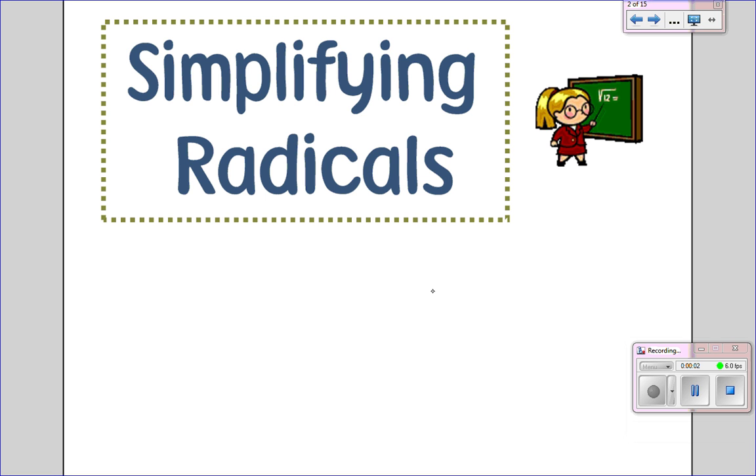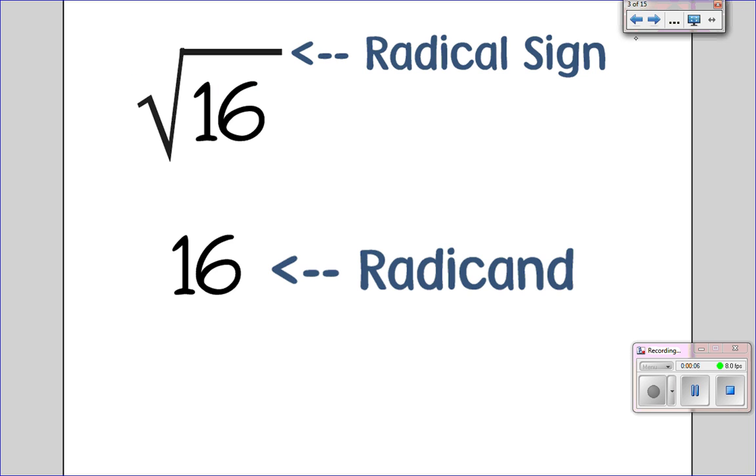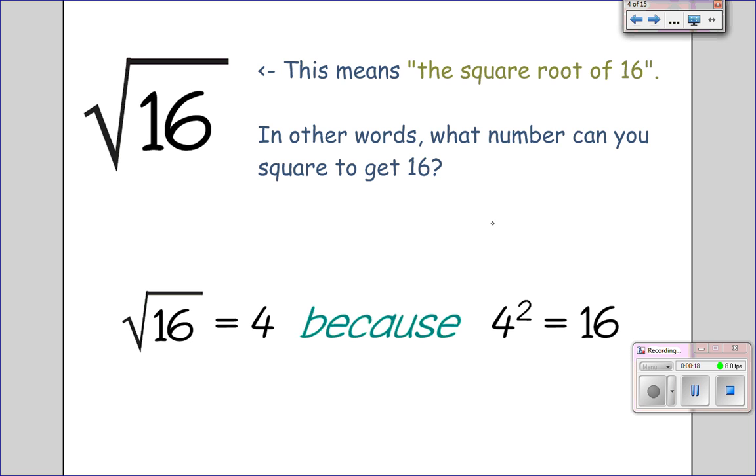In this video, we'll be looking at the process of simplifying radicals. If you remember from middle school or so, you've seen the square root sign. We call that the radical sign. The number inside the radical sign we call the radicand. That's just whatever number's inside of it. This means the square root of 16. In other words, what number can you square to get 16? What number times itself will give you 16? Well, 4, because 4 squared is 16.